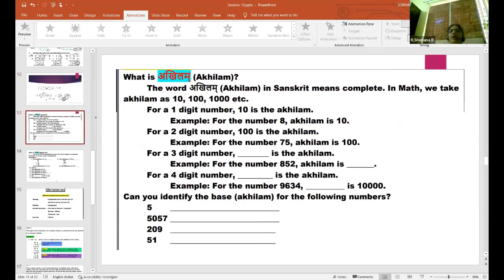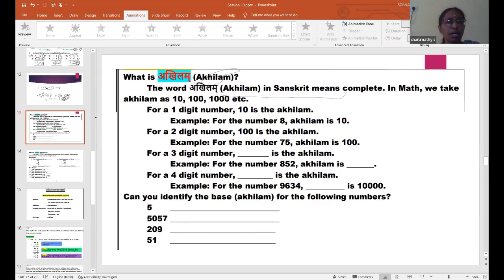So now next we come to the concept called Akhilam. Just now ma'am said it in her PPT. So now we come to a new concept called Akhilam. What does the word Akhilam mean in Sanskrit? Akhilam in Sanskrit means complete. Of course, in Tamil also, we say Akhilam. It is the entire thing. Entire is, of course, complete. So it means actually complete.